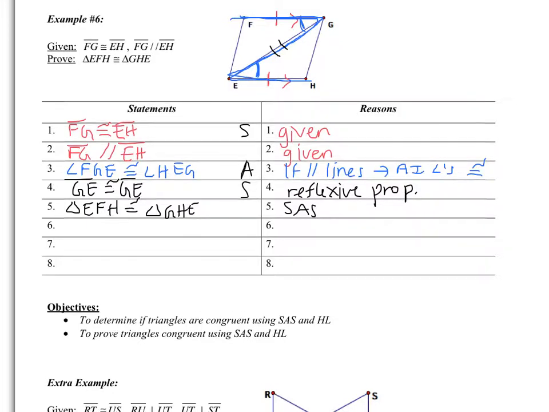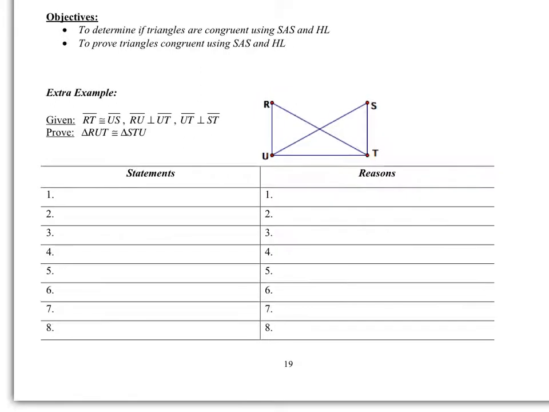Okay, so looking forward, we did two things today. First, we determined if triangles were congruent, and then we actually proved them congruent. I would like you to try this extra example. I'm going to give you a clue that this involves HL. So you're going to want to look specifically at example number 5 when you were doing this.